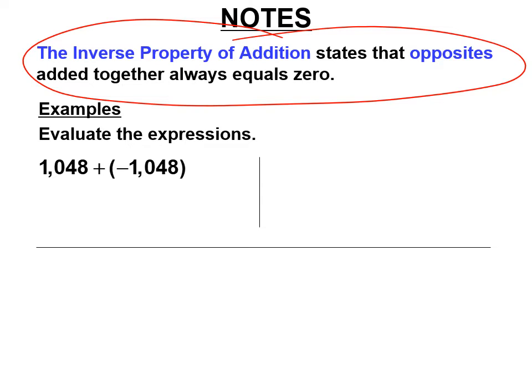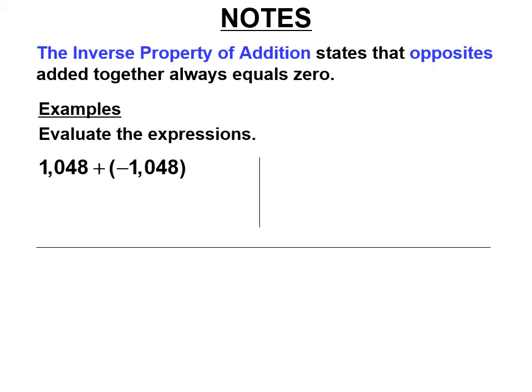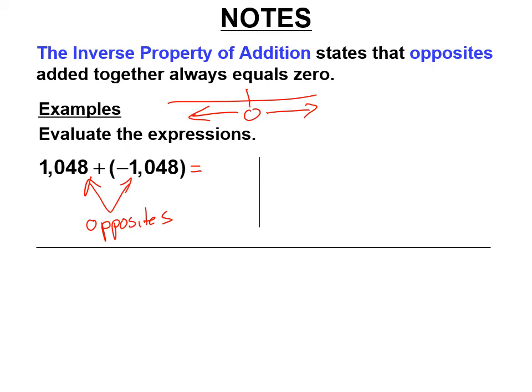You can't do nothing. All right, so 1048 plus negative 1048, those are called opposites. They are the same distance from 0 on a number line. That's the definition of an opposite. And when you add opposites, you get 0.